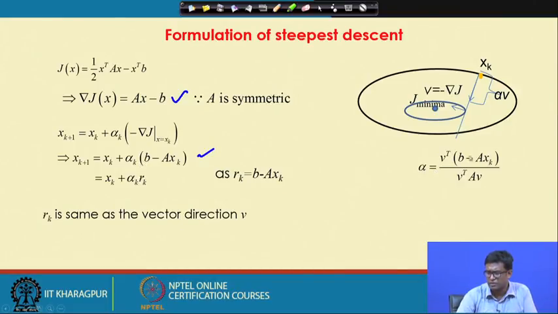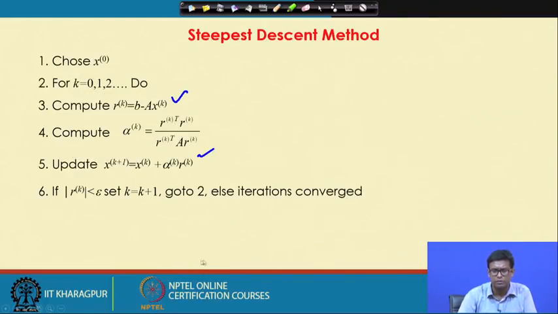Alpha is equal to v transpose (b minus A x k) by v transpose A v. So, we will get alpha is equal to r k transpose (b minus A x k) by r k transpose A r k, since r k and v are the same, which is r k transpose r k by r k transpose A r k.